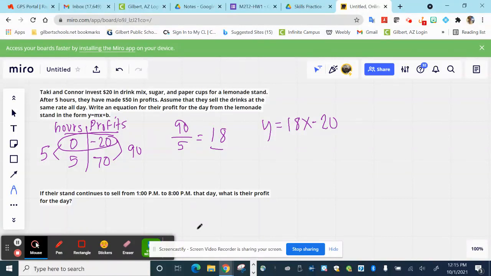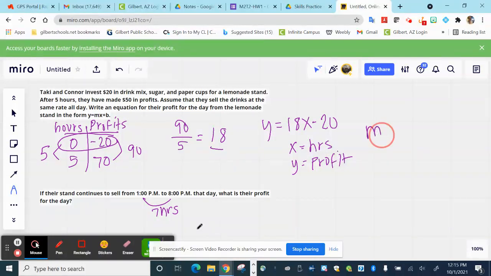The next thing says if their stand continues to sell from 1 to 8 that day, what is their profit for the day? So from 1 to 8 is 7 hours. And like we said up here, x is our hours. Here, I'll label this real quick. x is hours, y is profit.